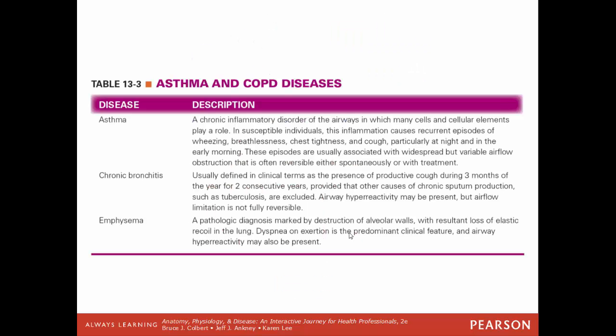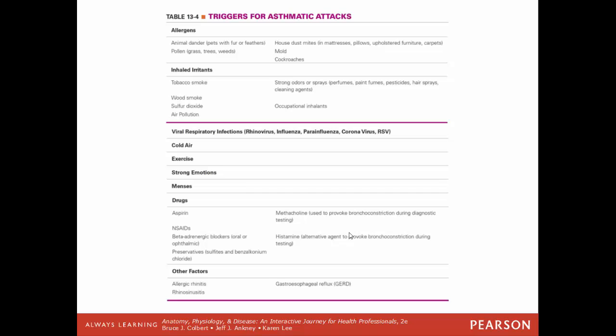All right, in this table, we have some more detail about asthma and some COPD diseases, chronic bronchitis and emphysema, and their descriptions. On this table, we have some common triggers for asthmatic attacks, including allergens, inhaled irritants, viral infections, cold air, exercise, other factors, drugs, and so on.